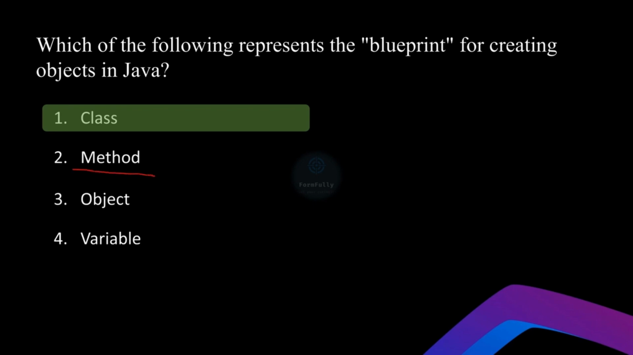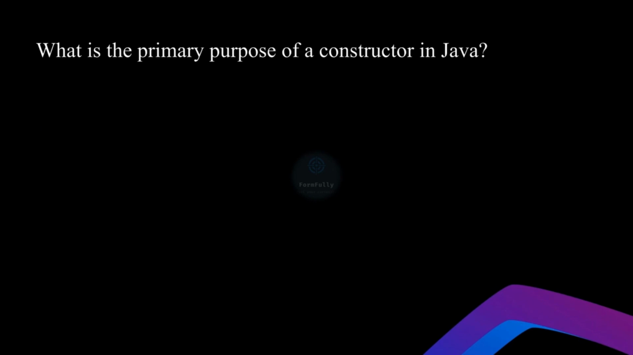A method is a function that defines the behavior of an object but is not the blueprint for creating objects. An object is an instance created based on a class. It is not the blueprint itself. A variable is a container for data, not the blueprint for creating objects. Moving to the next question.